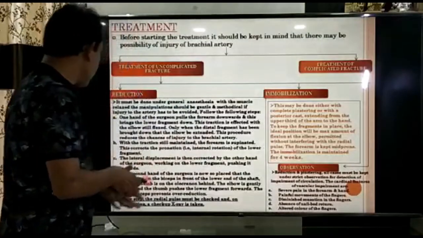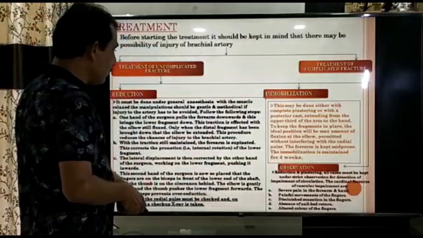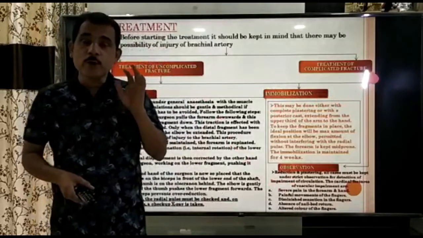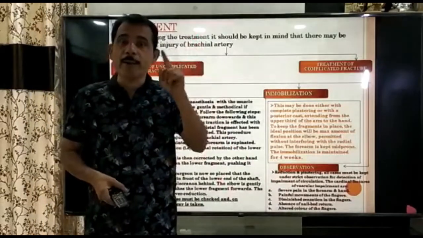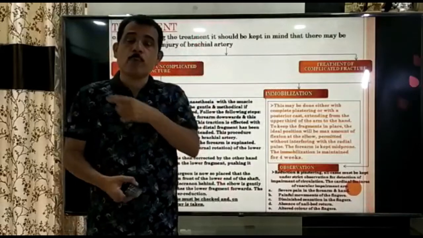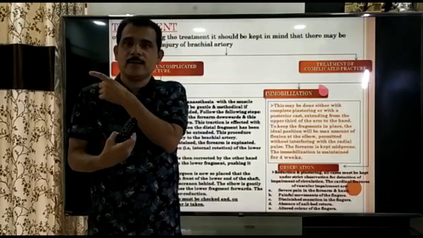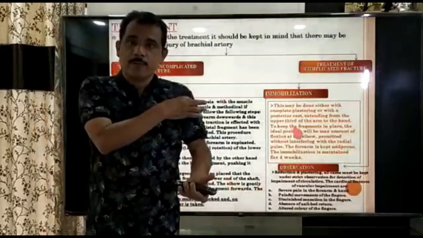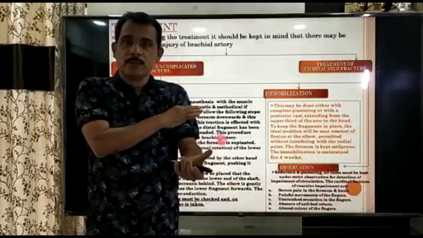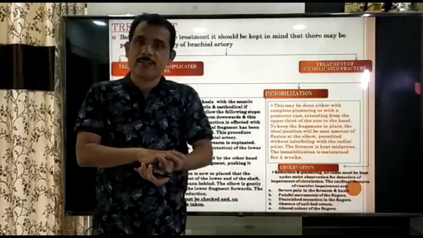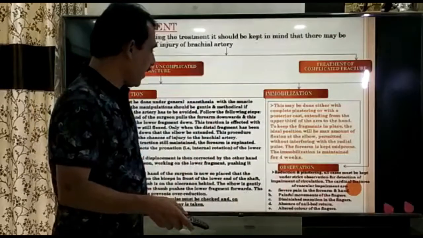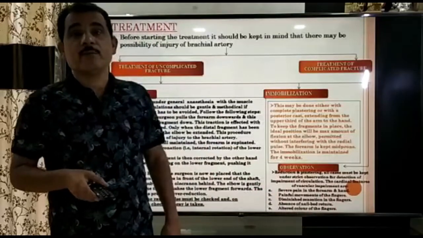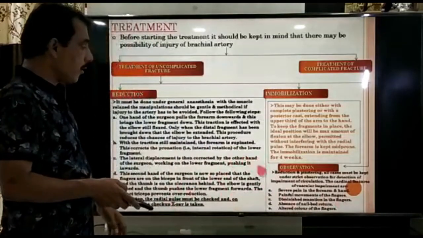So these are the steps of the reduction. After doing these steps, you have to immobilize. The immobilization can be done using plaster, either a complete encircling plaster or a posterior plaster cast, extending from the upper third of the humerus to the wrist. Then you can apply a collar and cuff sling and immobilize for 4 weeks.